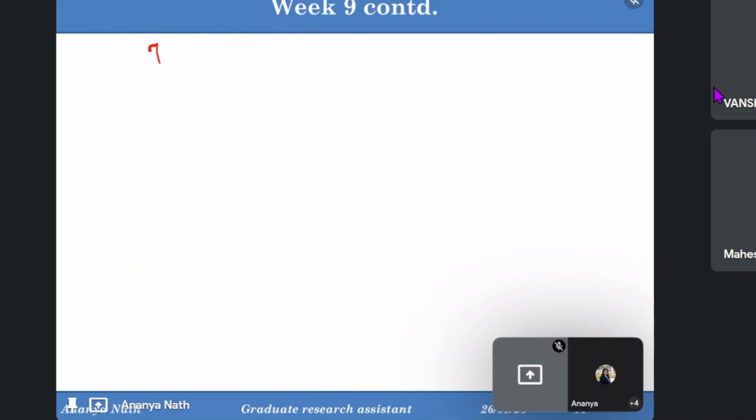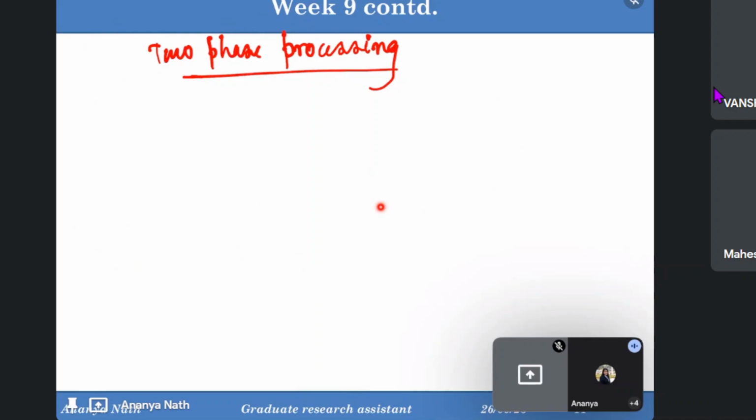So two-phase processing means the matrix is coexisting with liquid and solid phase at the time.